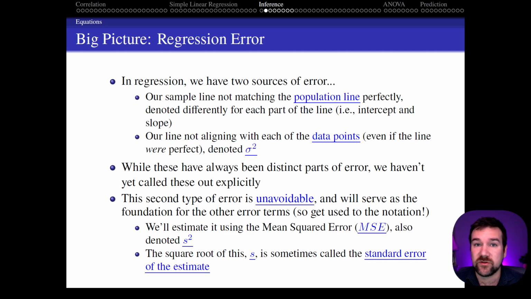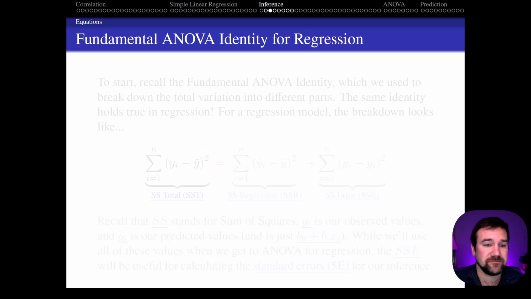Now, we're also going to use the quantity S, or the square root of the MSE, or the square root of S squared, and that's sometimes called the standard error of the estimate. This is actually going to be a foundational piece in a lot of our significance testing. So these are really important things to keep track of. We'll talk about how we can calculate these, and again, it's going to feel very similar to your ANOVA table, but it's really important to track that the MSE is denoted S squared, and S is just the square root of that.